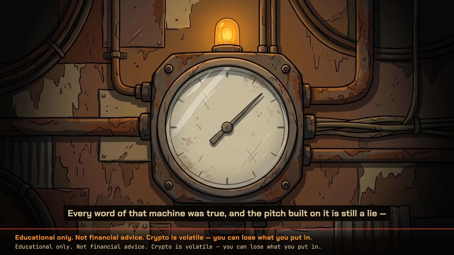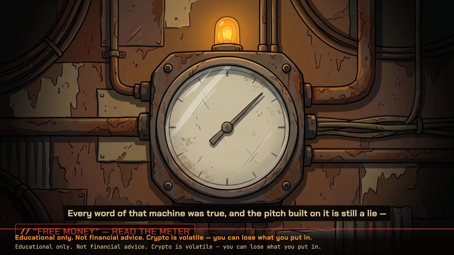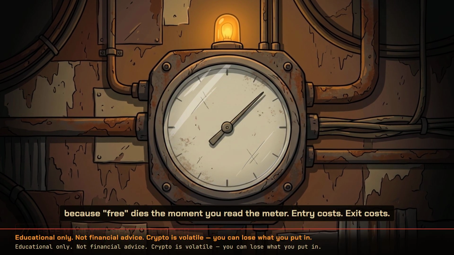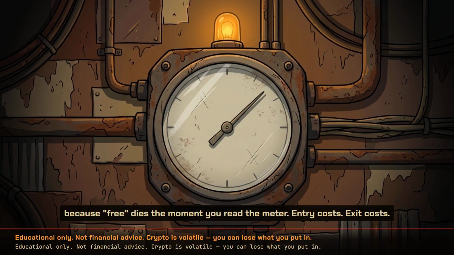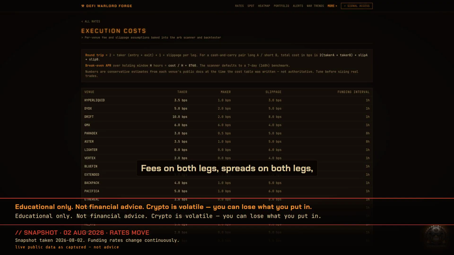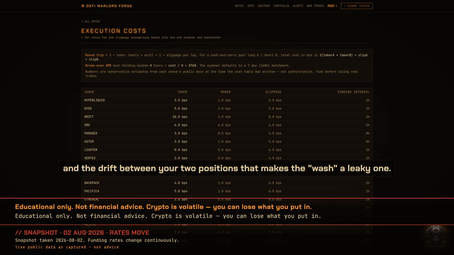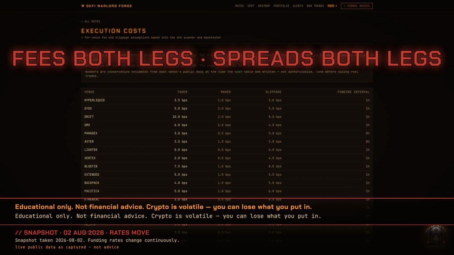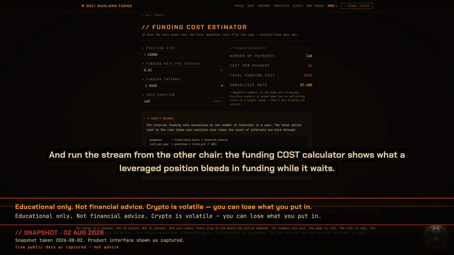Now the turn. Every word of that machine was true, and the pitch built on it is still a lie, because free dies the moment you read the meter. Entry costs, exit costs, fees on both legs, spreads on both legs, and the drift between your 2 positions that makes the wash a leaky one. The Forge's costs page exists because this desk believes the meter should be public, what the road charges in the open. And run the stream from the other chair.